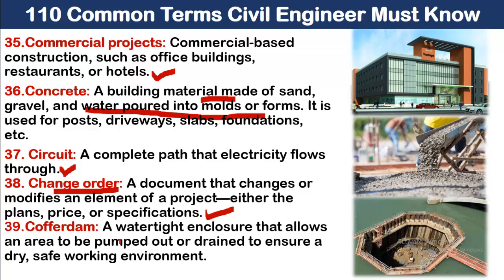Point number 39 is cofferdam, a watertight enclosure that allows an area to be pumped out or drained to ensure a dry, safe working environment. As you can see over here in this picture, this can be made up of wood or steel. So this is a watertight enclosed structure which is used for underground construction in the rivers or in the oceans. If you want to construct a concrete structure, you will have to evacuate the water, and for this purpose a temporary structure is made which is called a cofferdam.